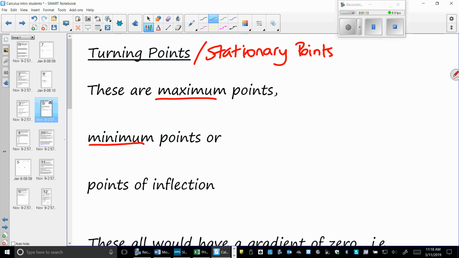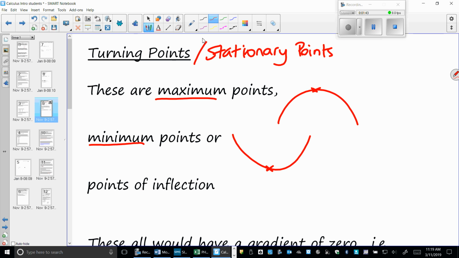Now, maximum points look like that. Where have we seen maximum points before? Parabolas, yeah. Parabolas were what kinds of graphs? Quadratic graphs, yes. Awesome. Minimum points look like that. So maximum points would be this peak part here. The minimum point would be this part here.